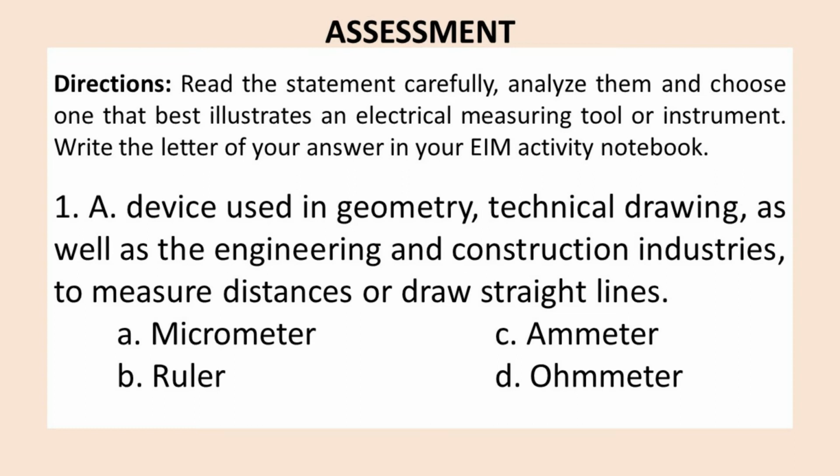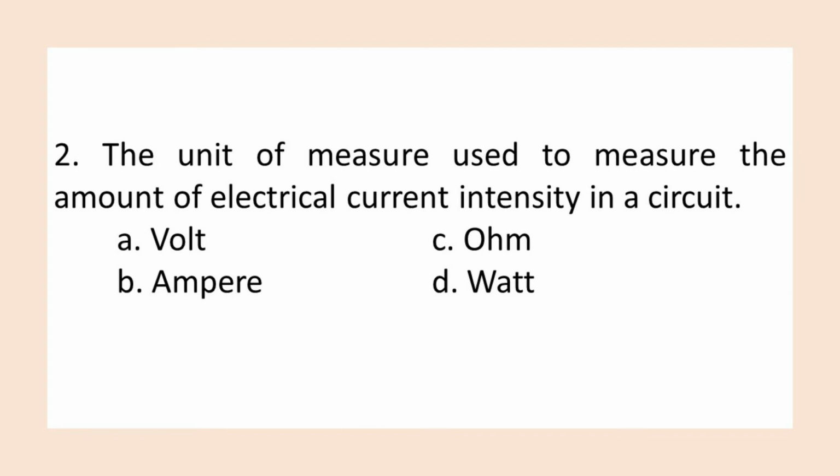Number 1. A device used in geometry, technical drawing, as well as the engineering and construction industries to measure distances or draw straight lines. Is it A. Micrometer, B. Ruler, C. Ammeter, or D. Ohmmeter? Number 2. The unit of measure used to measure the amount of electrical current intensity in a circuit.